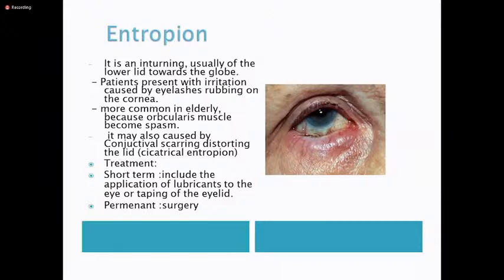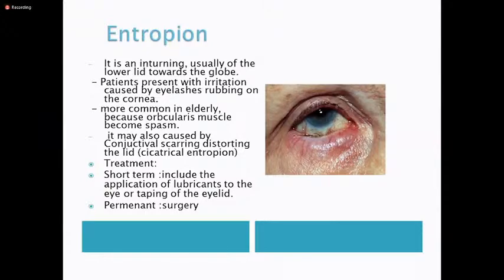Entropion is the inward turning of the eyelid. When the lid turns inside, the lashes start touching the eyeball, and when they touch the eyeball, they scratch it and they can damage the cornea. So patients come with irritation from the lashes. It's mainly an involutional condition, so it's common in older people, but sometimes it can be caused by scarring of the conjunctiva, causing what we call cicatricial entropion. That is because of scarring.